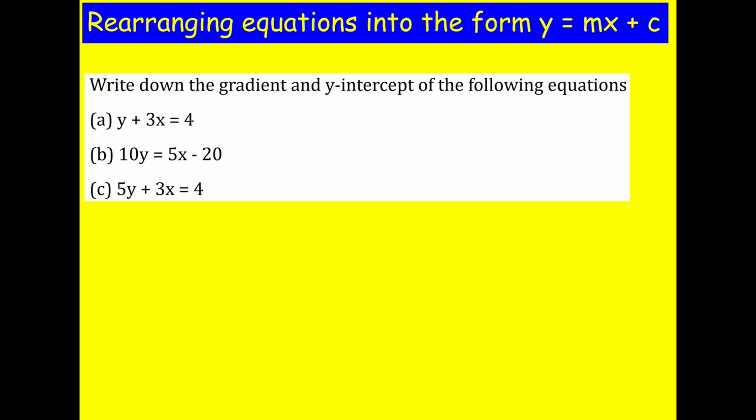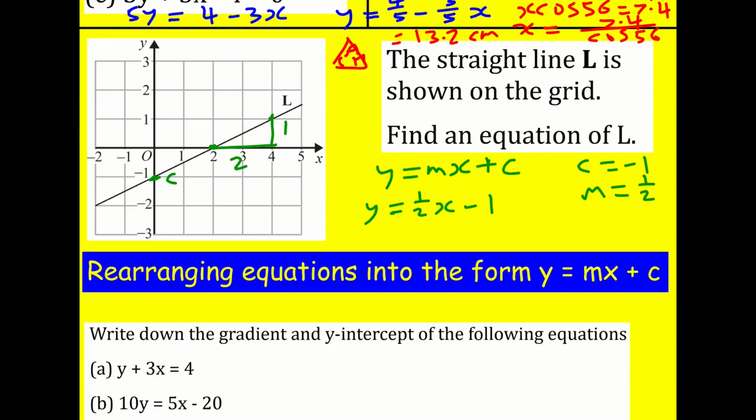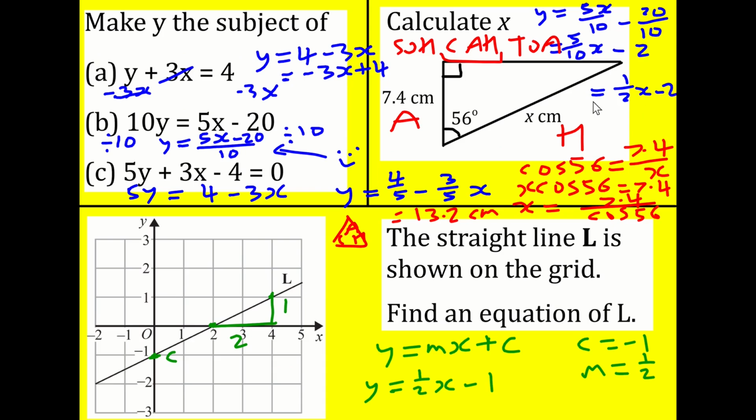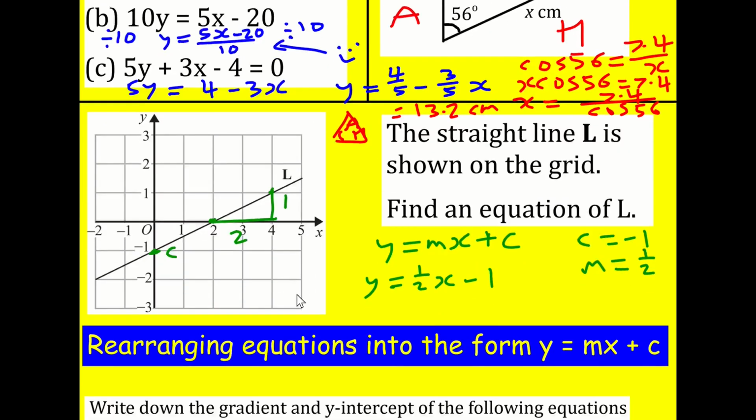Today we're going to look at equations where it's not in the form y equals mx plus c, but we can put it in the form y equals mx plus c. And actually the 3 questions we did in the starter are all examples of this. They can be written in the form y equals mx plus c. And this is what I was hinting at when I was talking about the fact that we could write it as a half x minus 2, because then you can just read off the gradient and the y-intercept. You can't do that if you just leave it as 5x minus 20 over 10. It's much harder to see.